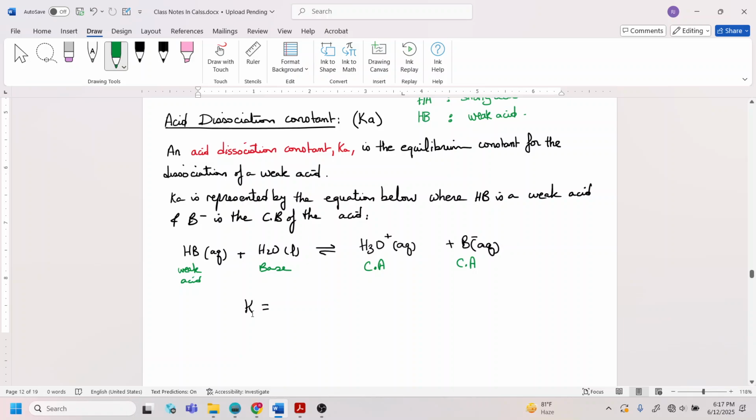We know that K equilibrium, the regular K of the reaction, is equal to the concentration of the products divided by that of the reactants, right? The products over here are H3O+ and B minus. And the reactants are what? These are HB and water. But remember what we said about water last time? We said that water has a constant concentration.